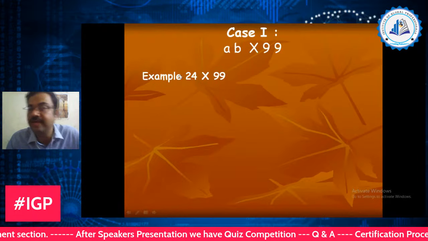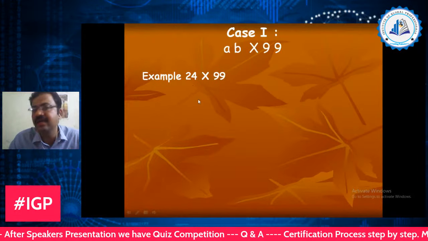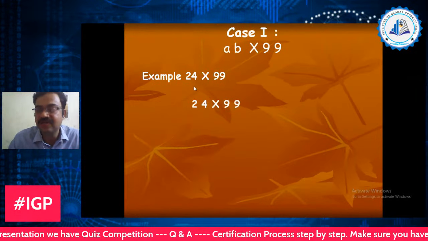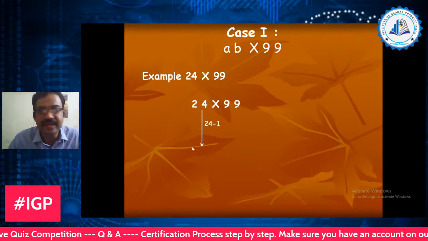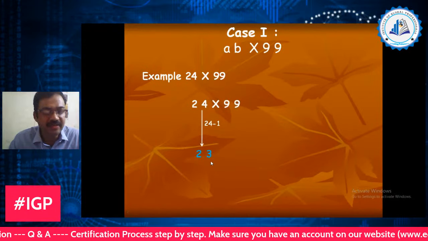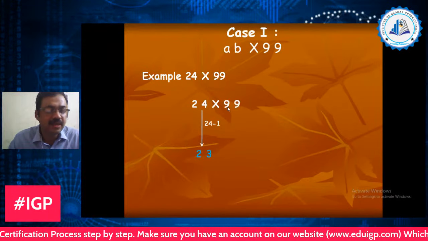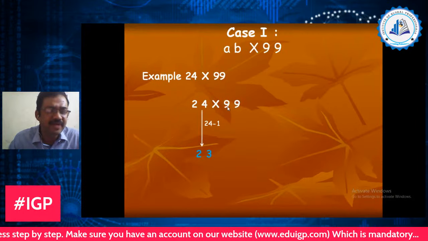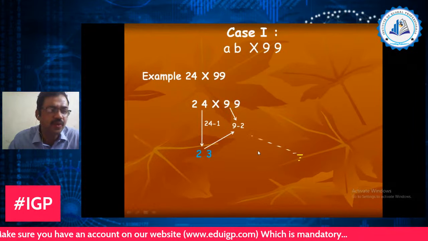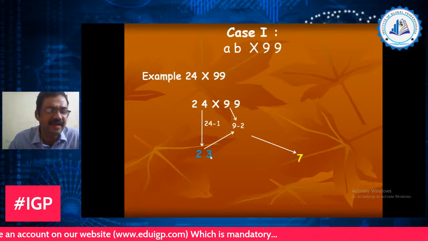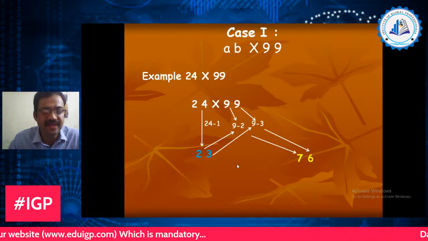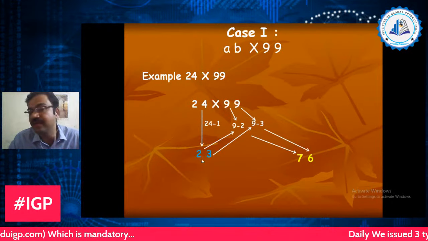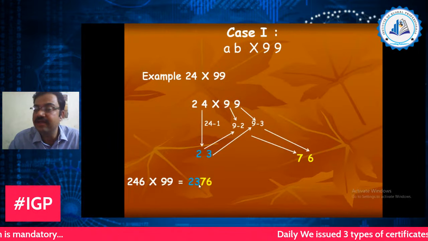If we want to multiply 24 by 99, very easy. First of all, we subtract 24 minus 1, we get 23, and then we subtract 9 minus 2, we get 7, and 9 minus 3, we get 6. So the product of 24 into 99 is 2376.